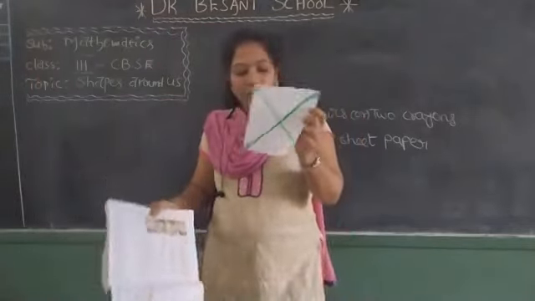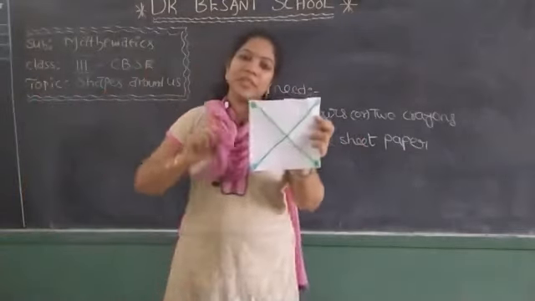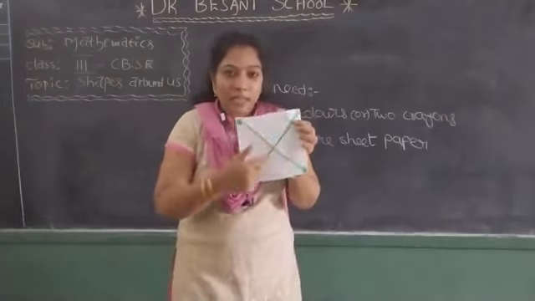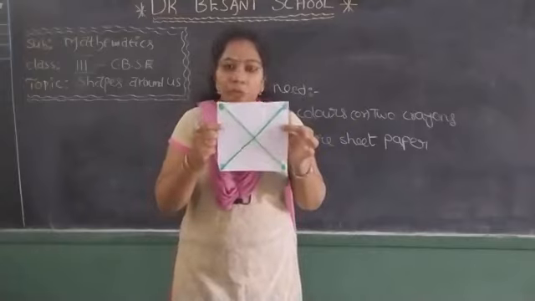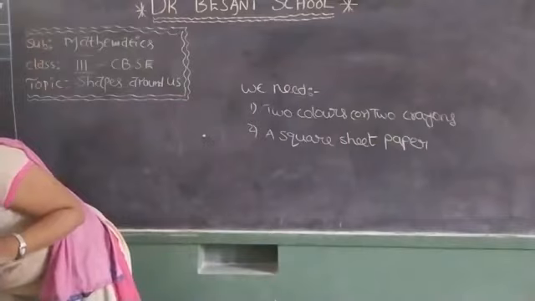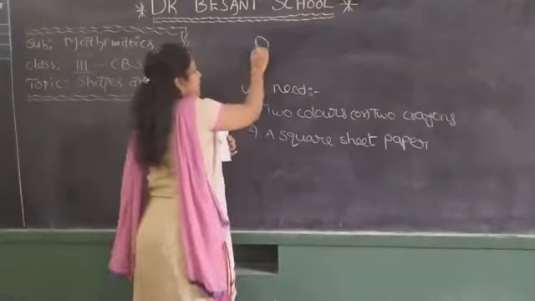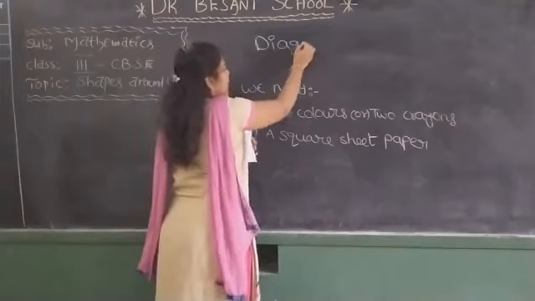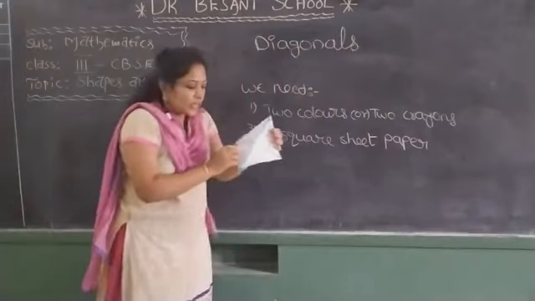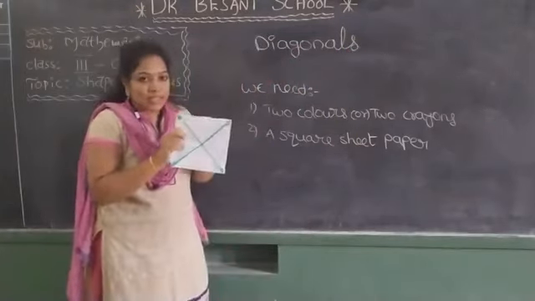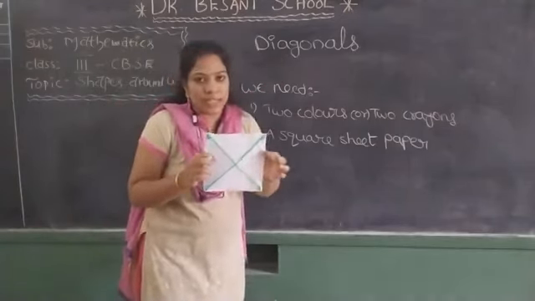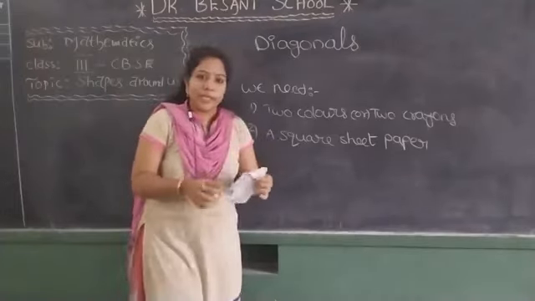Now coming to the topic, what are these two lines called? Do you know what these two lines are called? These lines are called diagonals. I am writing the spelling on the board: D-I-A-G-O-N-A-L-S. These lines are called diagonals.